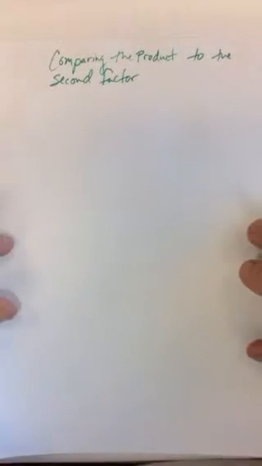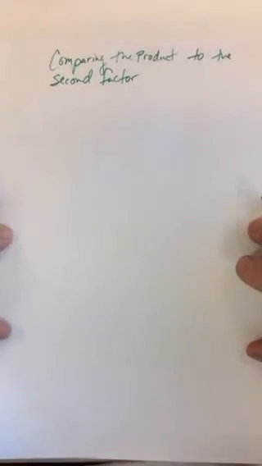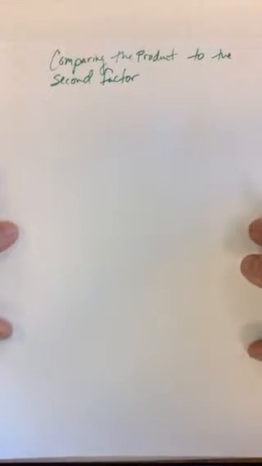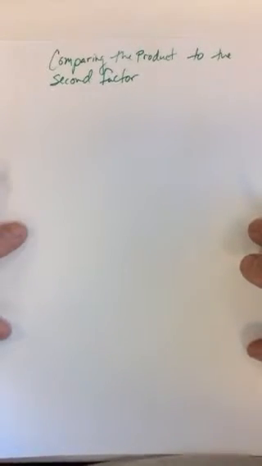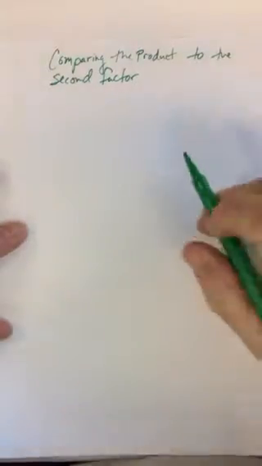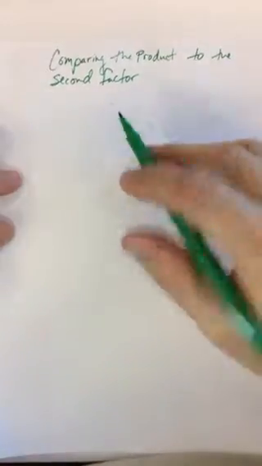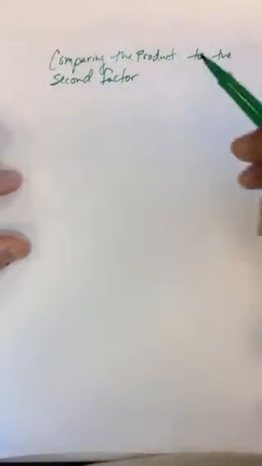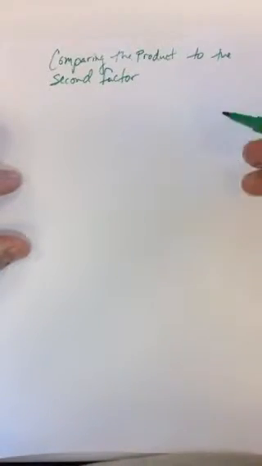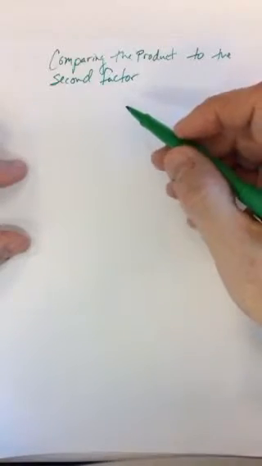All right, welcome to comparing the product to a second factor. This goes with standard 5.NF.5, and you are basically comparing using multiplication to compare fractions to the second factor. So let's just start by reviewing what a factor is.